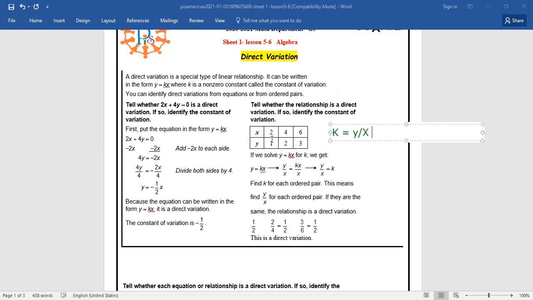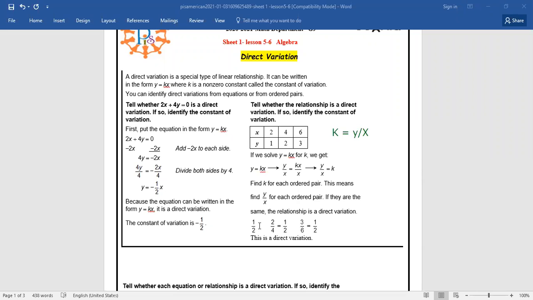Then for the first one, 1 divided by 2 will be half. For the second, 2 divided by 4 will be how many? Half. 3 divided by 6 will be how many? Half. What do you notice?